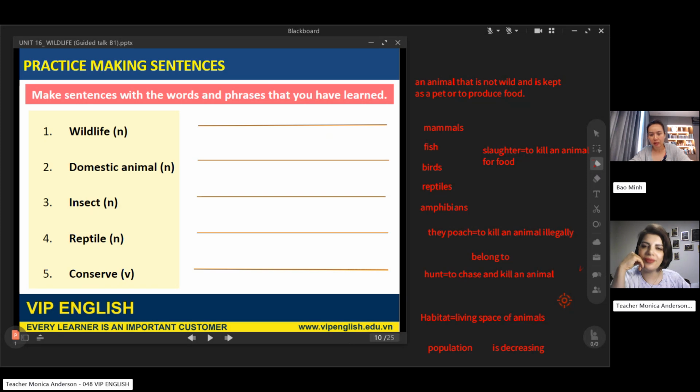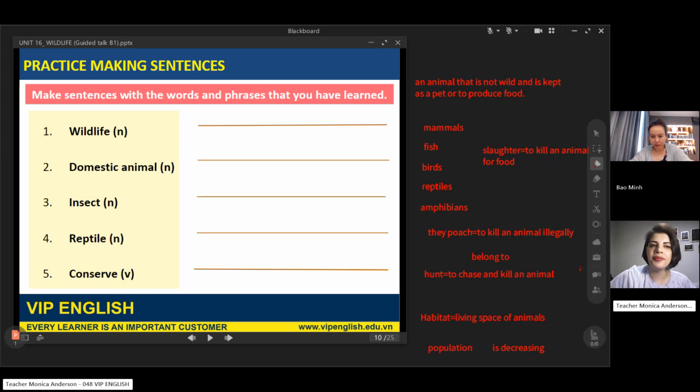Now in many areas in Vietnam, people poach animals for commerce. For skin commerce, or for fur commerce. Yes, for the fur, and of course for horn commerce.